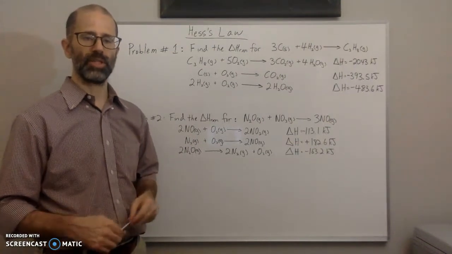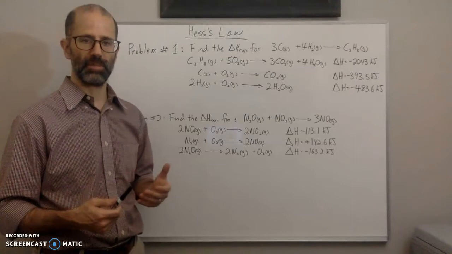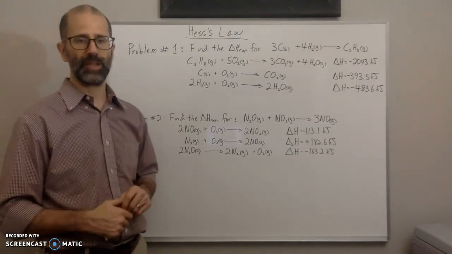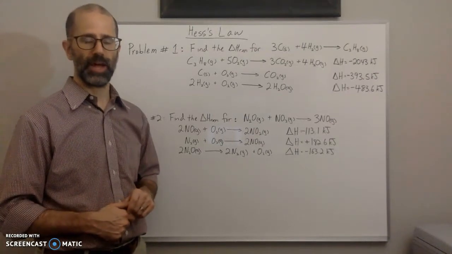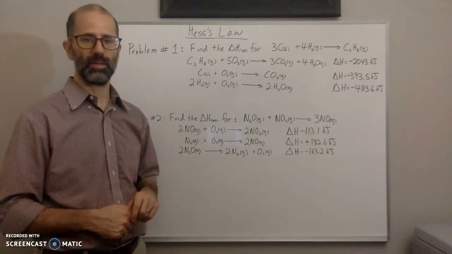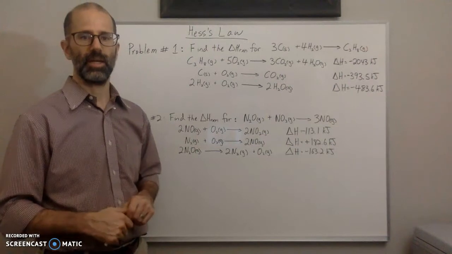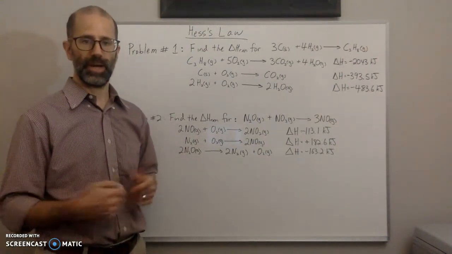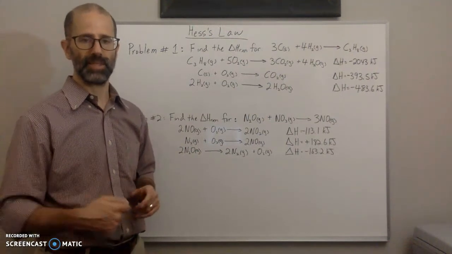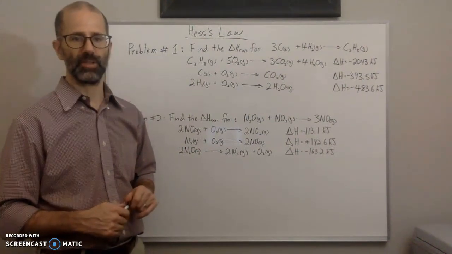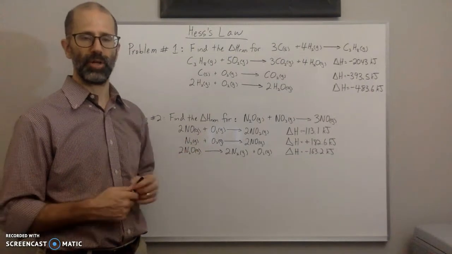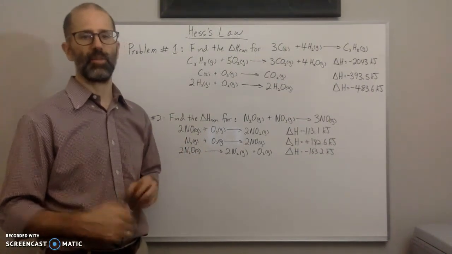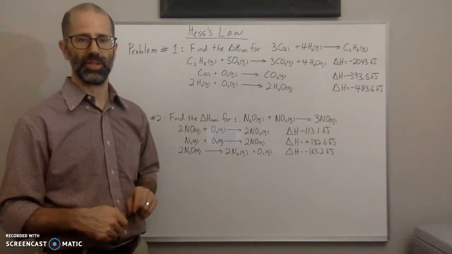The first one was, if you multiply the equation by a certain factor, then you multiply the delta H of the reaction by the same factor. The second relationship is, if you reverse the reaction, then you have to take the opposite sign of the delta H of the reaction. So if the regular equation has a positive delta H, if you reverse the reaction, then you make it negative. The magnitude will stay the same.